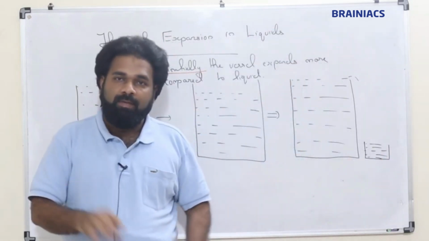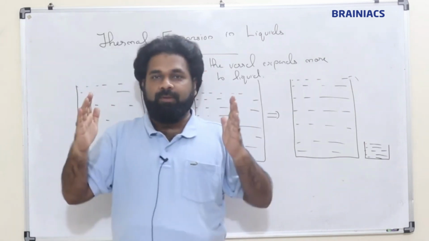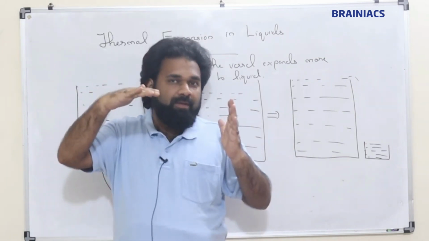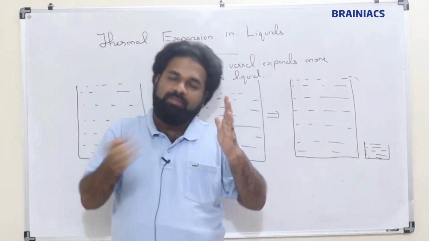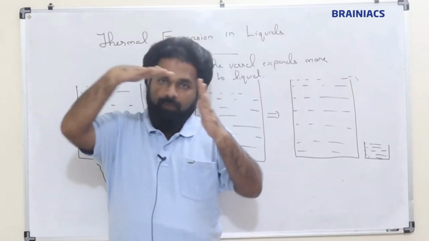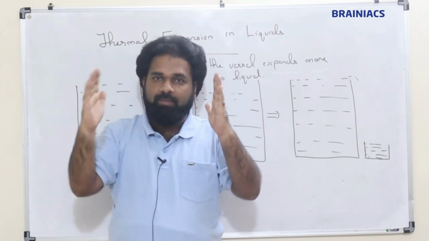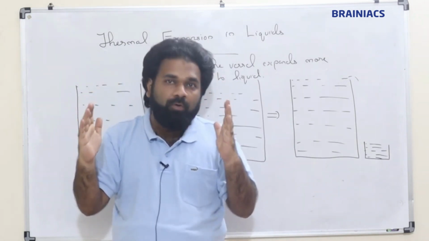What I am telling is, initially this vessel will expand, and this liquid will not be expanding that much, so the level will come down. After that, as we are continuously supplying heat, this liquid also will start expanding. It will reach the top level. I mean, whatever is the expansion of the vessel, that much will be the expansion of the liquid also.